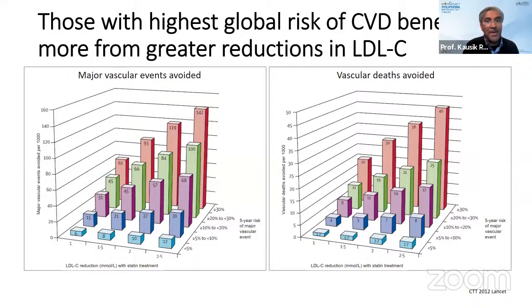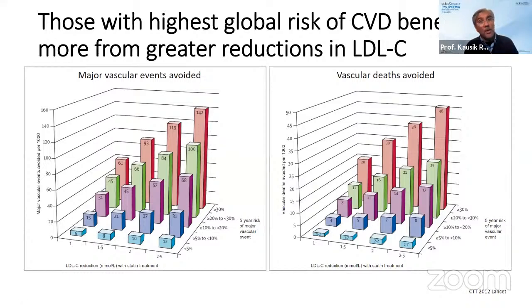But because my event rate is so high, you would ideally not want to leave me with just a 1 millimole reduction in LDL. So at a population level, if I reduce that population risk by another 100 milligrams per deciliter, then instead of 61 events being prevented, I'm going to prevent 142 events. So this really underlies and underpins our approach to prevention.